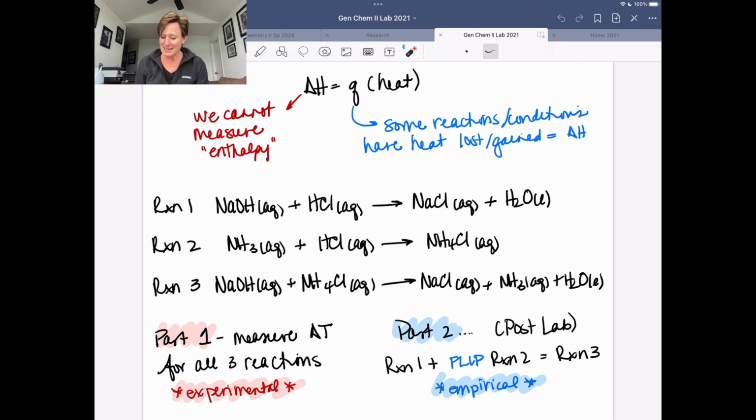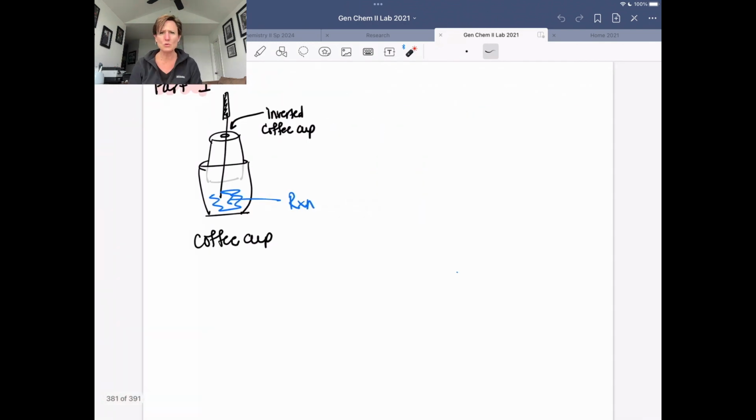But by then taking and adding the enthalpy for reaction 1 and the negative of the enthalpy for reaction 2, I can use that to empirically, or from a calculation standpoint, determine the enthalpy for reaction 3. So this has both experimental and computational pieces, and we're ultimately going to be investigating the enthalpy of this chemical process. Okay, so what are you going to be doing in lab?